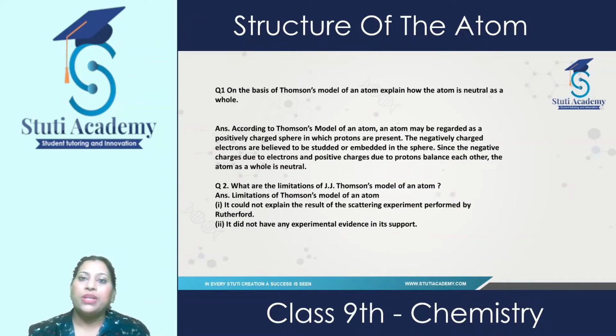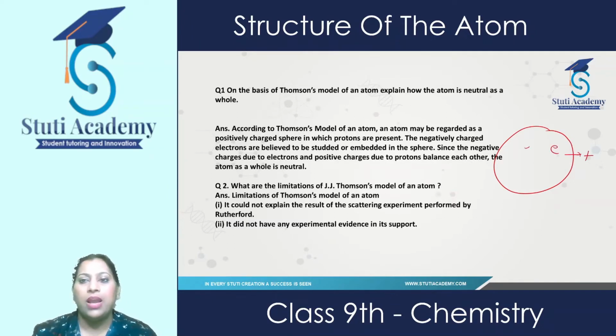Now, what type of question can come in exam on the basis of J.J. Thomson model? That is, on the basis of Thomson model of an atom, explain how the atom is neutral as a whole. As Thomson said, atom is a positive sphere in which electrons are embedded. It means the entire sphere is positive and the electrons are embedded, which are negative. So positive and negative both come together and make the atom neutral. They balance each other in an atom.